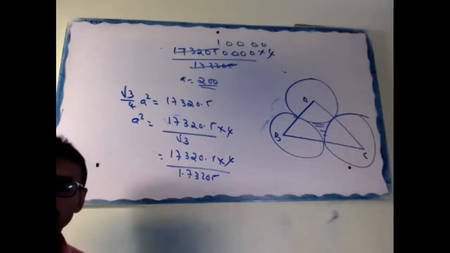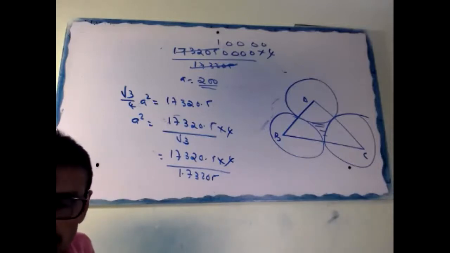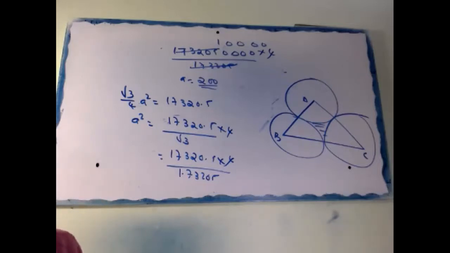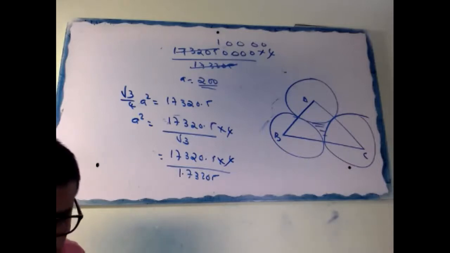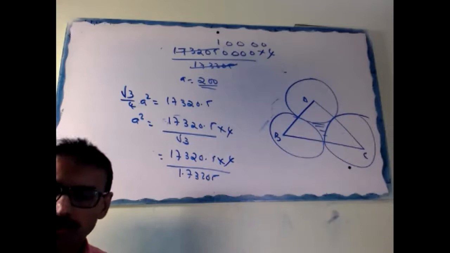Okay, finish. Everyone okay? This plan understood or not? First, you have to get the side of the triangle. Root 3 by 4 a square equal to 17320.5. Then we get a square equal to 40,000. So a equal to 200. Therefore, the radius of each sector is 100. So pi r square theta by 360, you get something, then subtract it. You get the answer 1620.5.